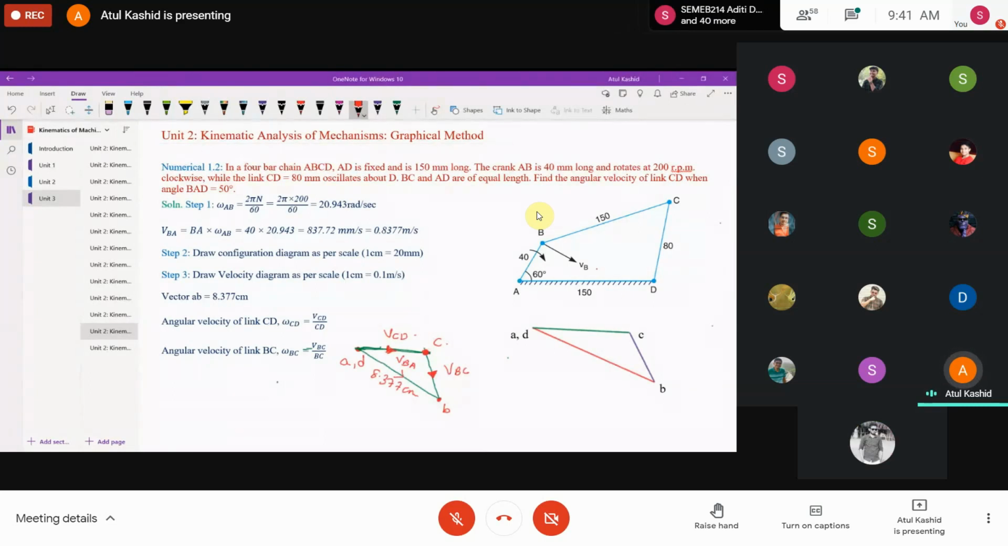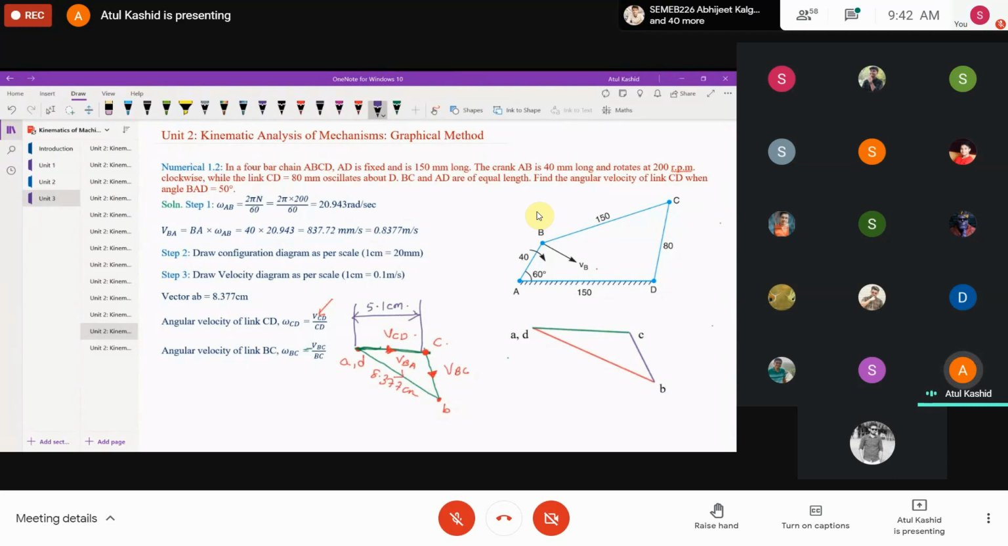Now the only thing is we have to calculate these things. First we have to calculate the angular velocity CD, then the angular velocity BC. We know the formula: omega CD is VCD upon CD, and omega BC is VBC upon BC. But right now, to calculate omega CD, we don't know the velocity VCD. So how to find VCD? I can measure the length of this VCD by scale, and it is coming near about 5.1 centimeter.